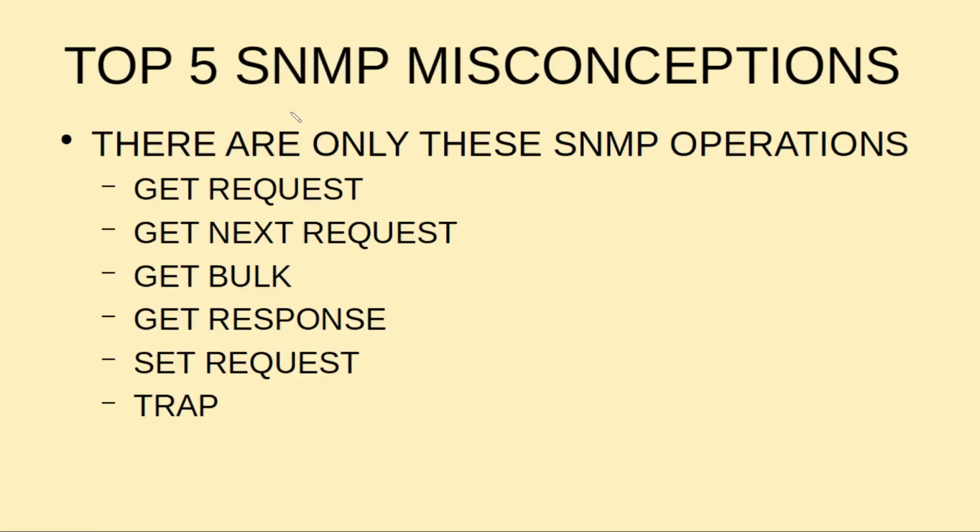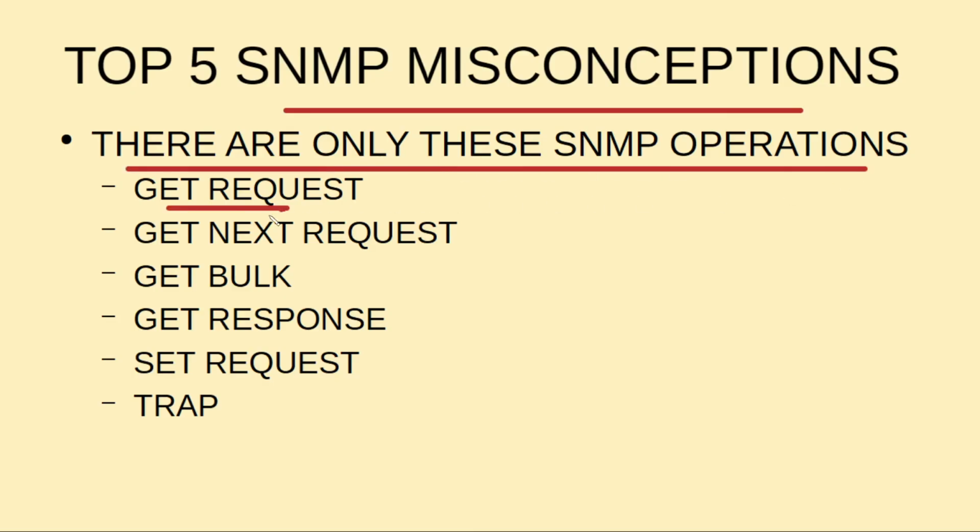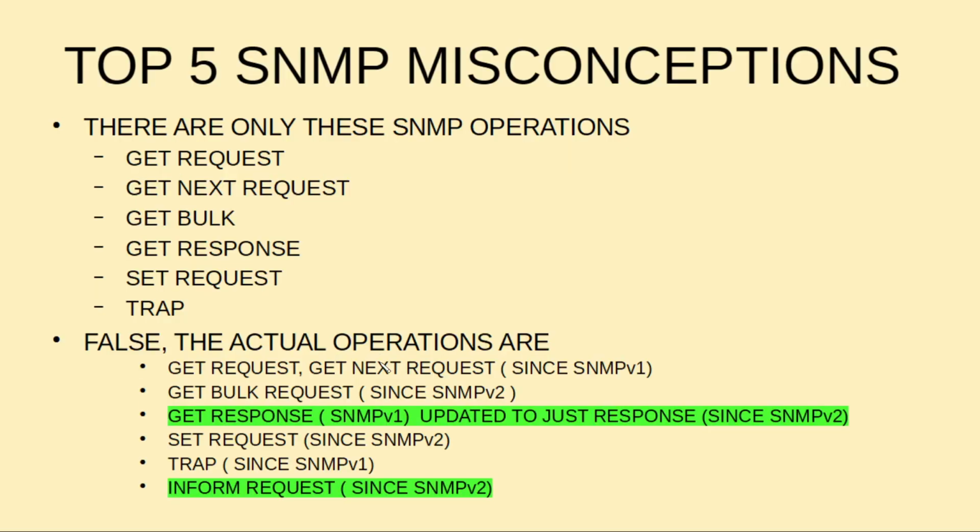The next SNMP misconception comes from really old tutorials and old documentation that can be found online, that there are only these SNMP operations: get request, get next request, get bulk request, get response, set request, and traps. This will be false, as since SNMP version 2 we have also inform request, and since SNMP version 2 the get response PDU was renamed as just the response PDU.